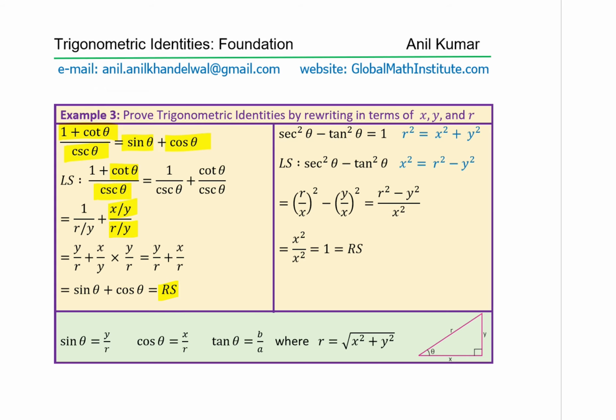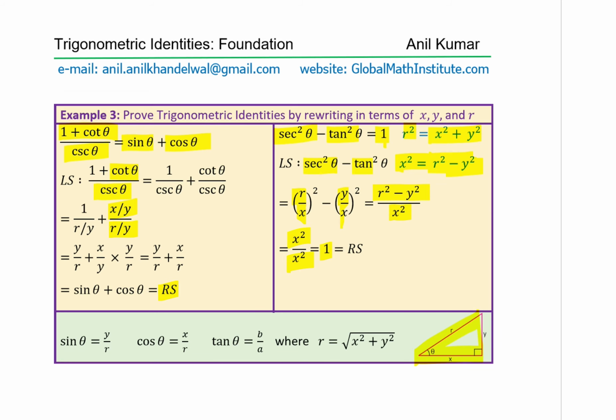In the second case, secant square theta minus tan square theta equals 1. We know r square is x square plus y square. Now what is secant? Secant is the ratio of r over x, tan is the ratio of y over x, right? Look at this particular triangle to write these ratios. Take the common denominator, which is x square, r square minus y square. As you know, r square minus y square is x square. Replacing it with x square, we get just x square over x square, which is 1. And therefore, we show that secant square theta minus tan square theta is equal to 1. Is that clear to you?